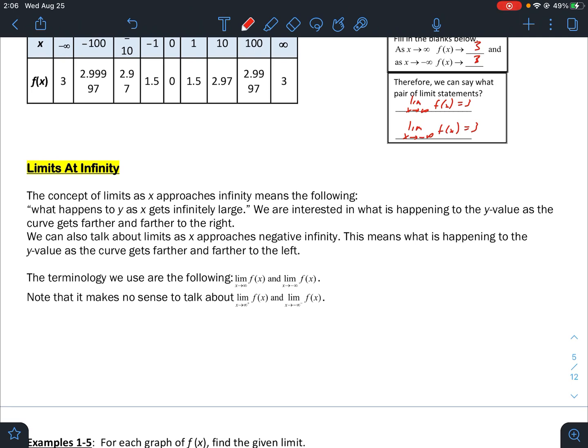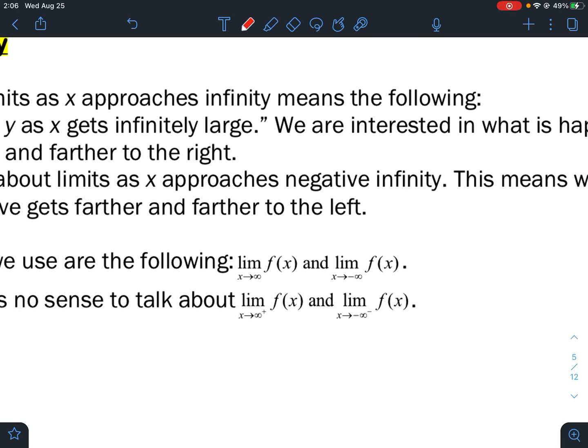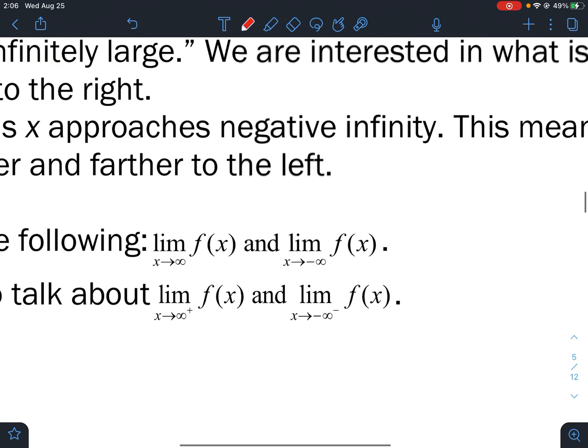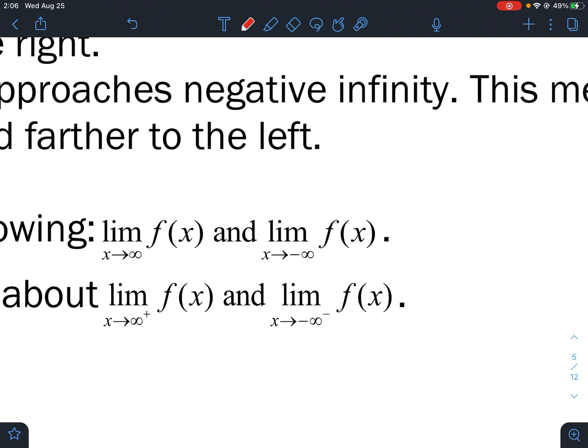We are interested in what happens to the y value as the curve gets farther and farther to the right, or maybe the left. We can also talk about limits as x approaches negative infinity, which is as we go to the left. The terminology we are used to using here would be limit as x approaches infinity of f of x and limit as x approaches negative infinity of f of x.